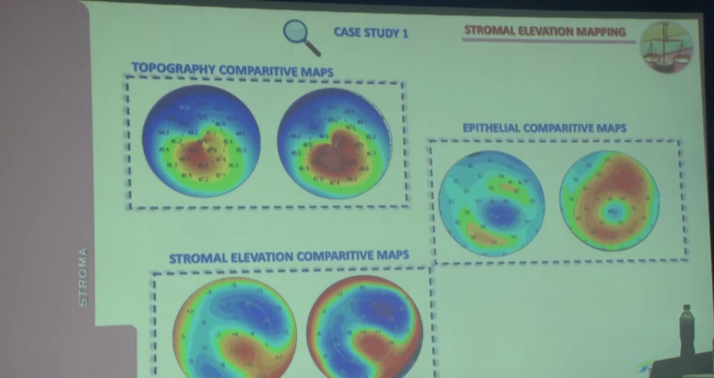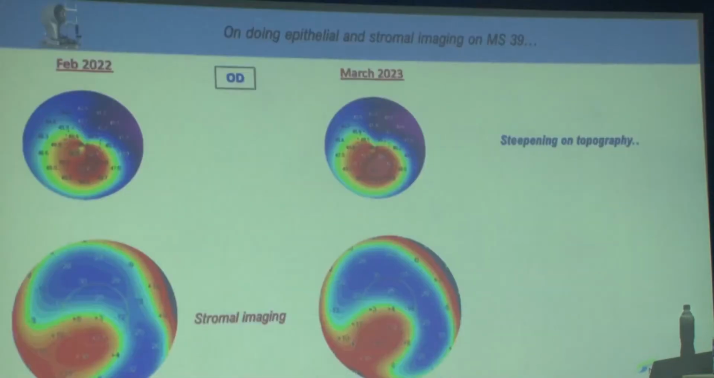This is the epithelium map. This is what I was talking about. In early cases, the epithelium will be almost a C sign, but as it progresses, it becomes a frank donut sign. And this is the stromal elevation map. You can see a little bit of stromal elevation present, and in a true progression, you will see that the progression also happens at the stromal elevation layer. But that's not always the case.